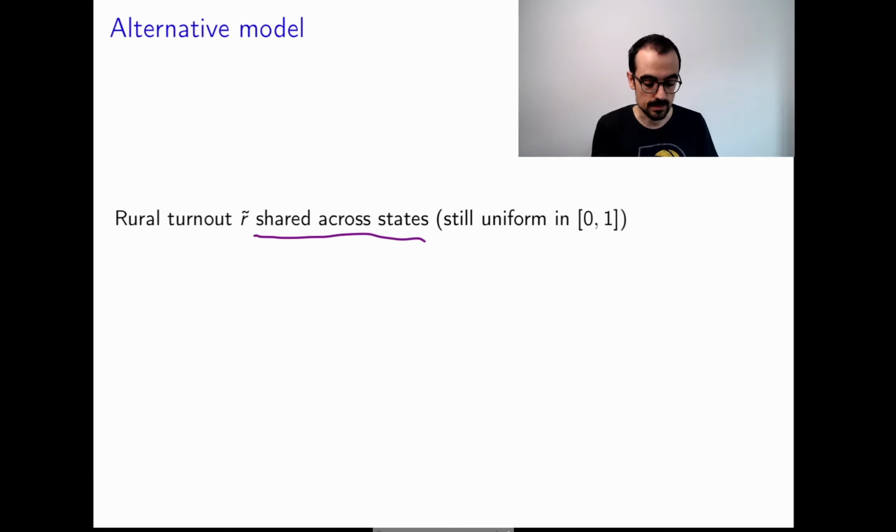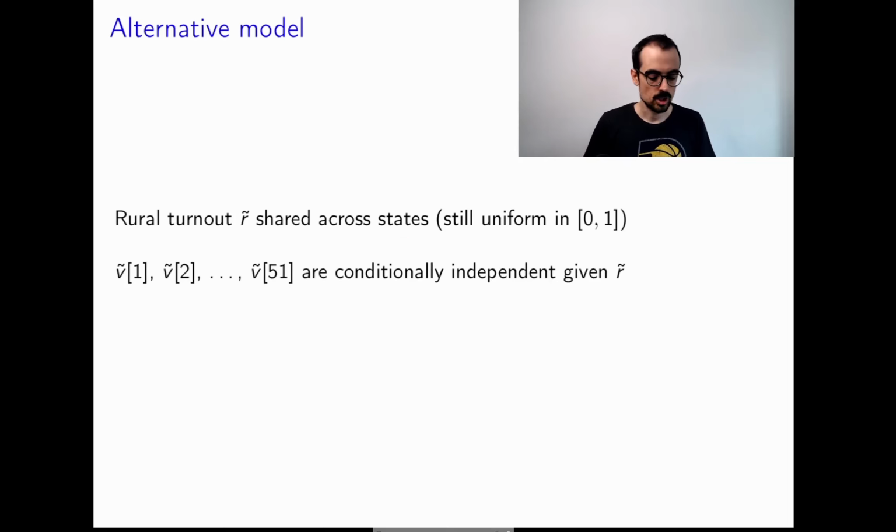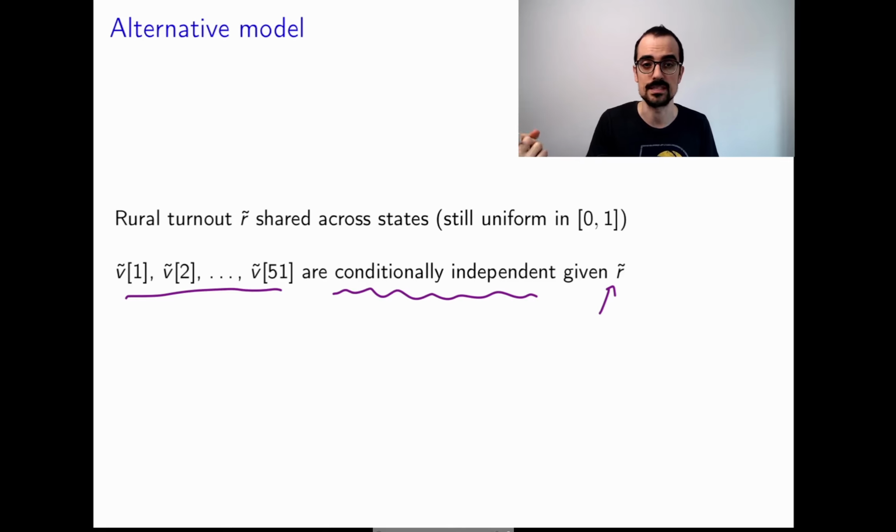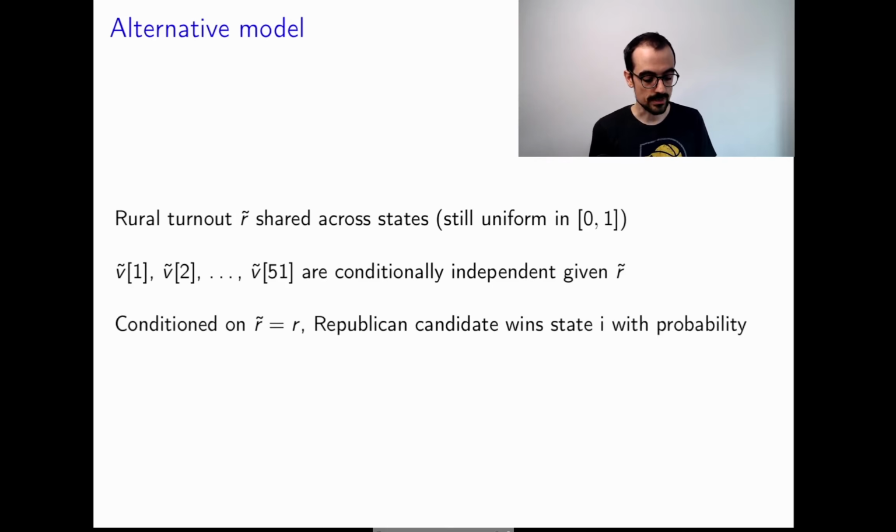We're still going to model it as uniform between 0 and 1. The important difference now is that there's no individual rural turnout for each of the states. They all share the same rural turnout. Apart from that, we're still going to consider that V1 to V51 are conditionally independent if we know the rural turnout. We still have the same fraction of rural voters voting Republican, the same fraction of urban voters voting Republican.